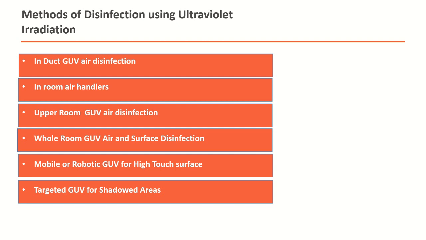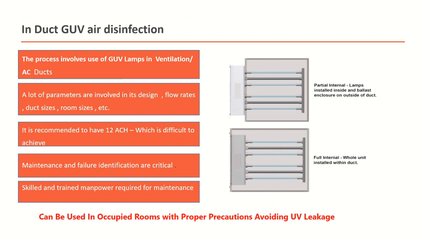What are the methods of disinfection used in UVGI or GUV? One is the in-duct GUV air disinfection, in-room air handlers, upper room GUV air disinfection, whole room GUV air and surface disinfection, mobile or robotic GUV for high-touch area surfaces, targeted GUV for shadowed areas. We shall discuss each of these methods in brief.